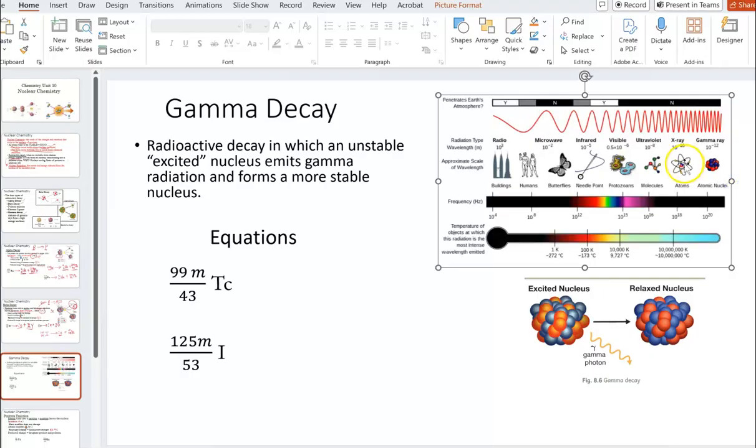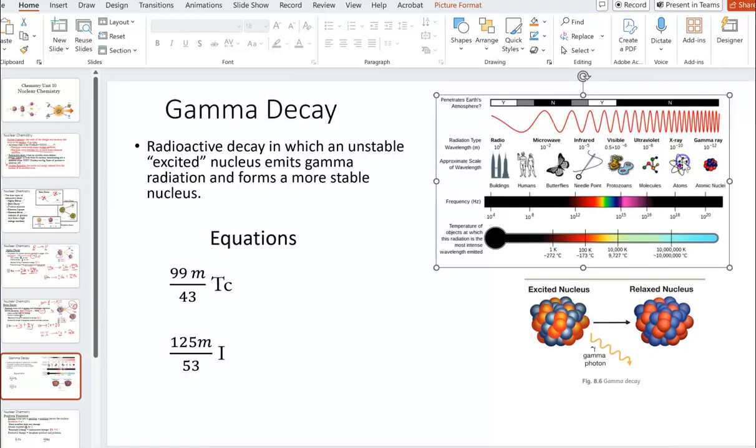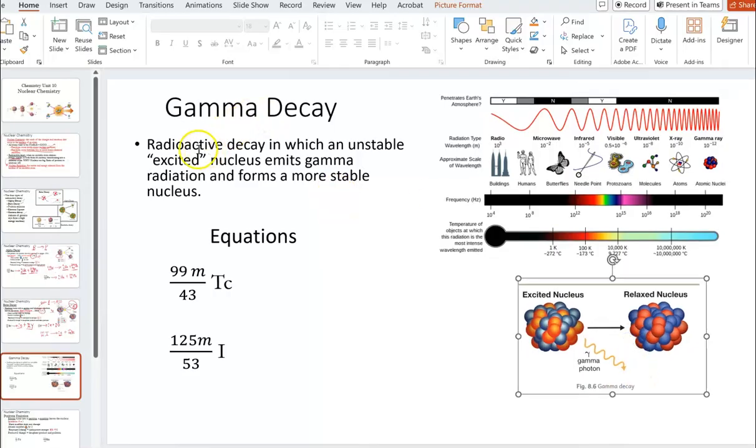Gamma rays, of course, are produced in the core of the sun, and are produced when an atomic nucleus breaks down. They're used in radiation for cancer. They're very strong. They can alter the DNA in a biological cell. So the idea behind gamma decay is that it's radioactive decay in which an unstable, excited nucleus releases a gamma ray and produces a more stable nucleus.